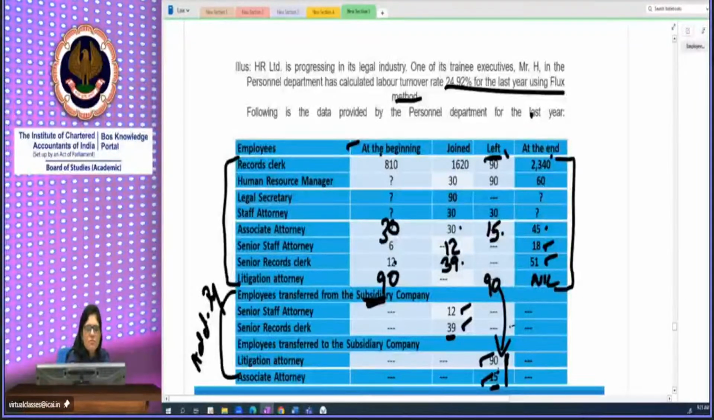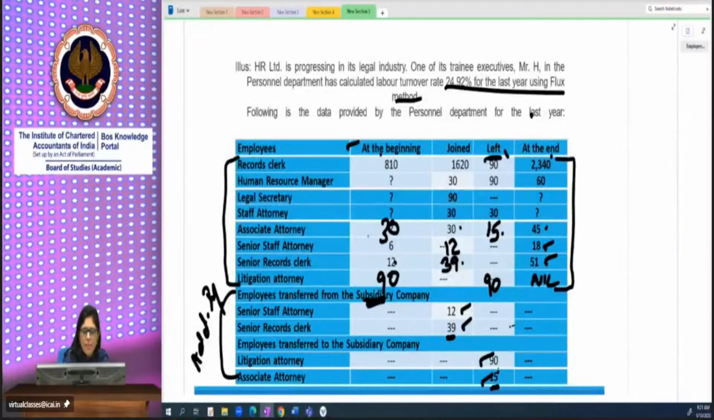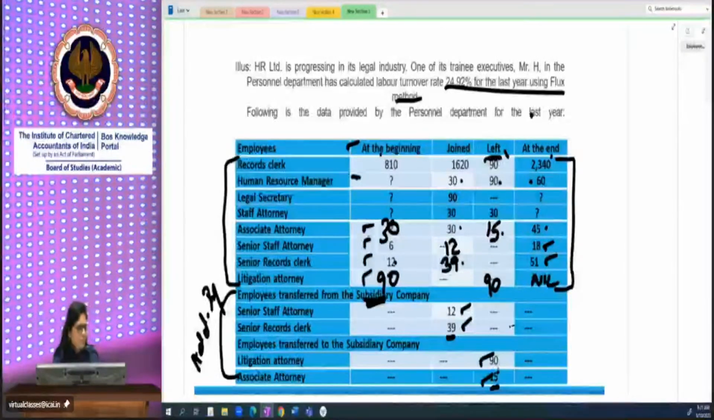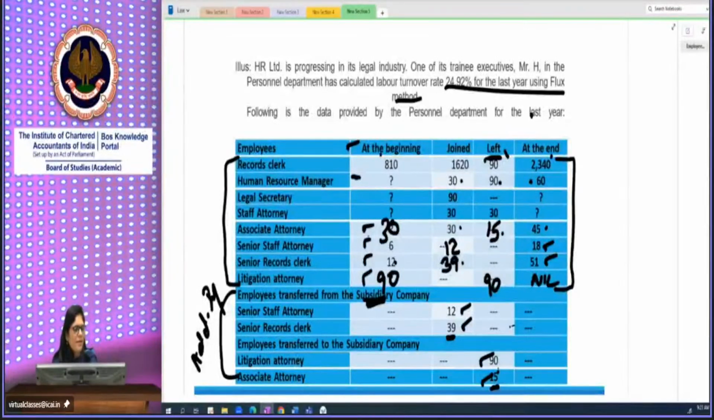All right. So first we have calculated what we can, the missing figure, whatever information is given. Clear? So this is done. Associate attorney is done, senior staff is done, senior record is done, litigation is done. All right. We can calculate human resource. Three figures are given. Can you calculate the beginning? 60 at the end, 90 left, 30 joined. How much must be in the beginning? Can you calculate for HRM?